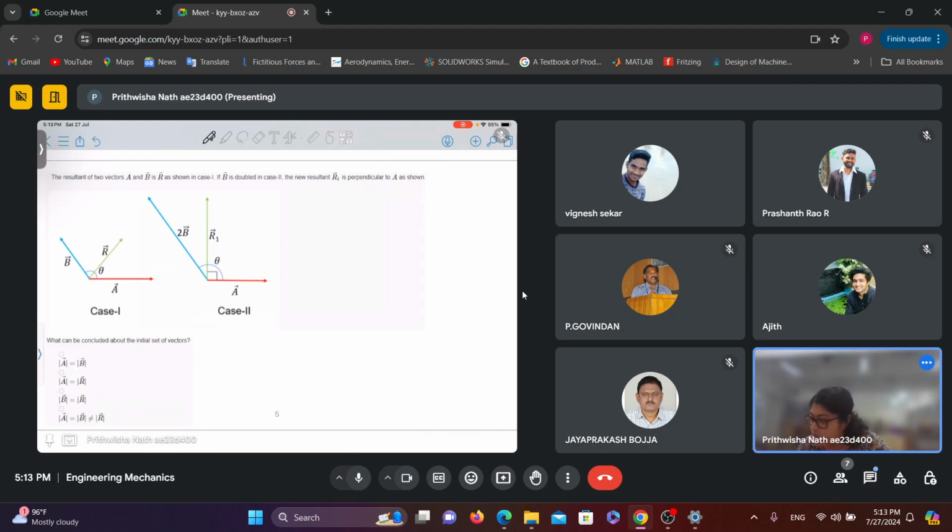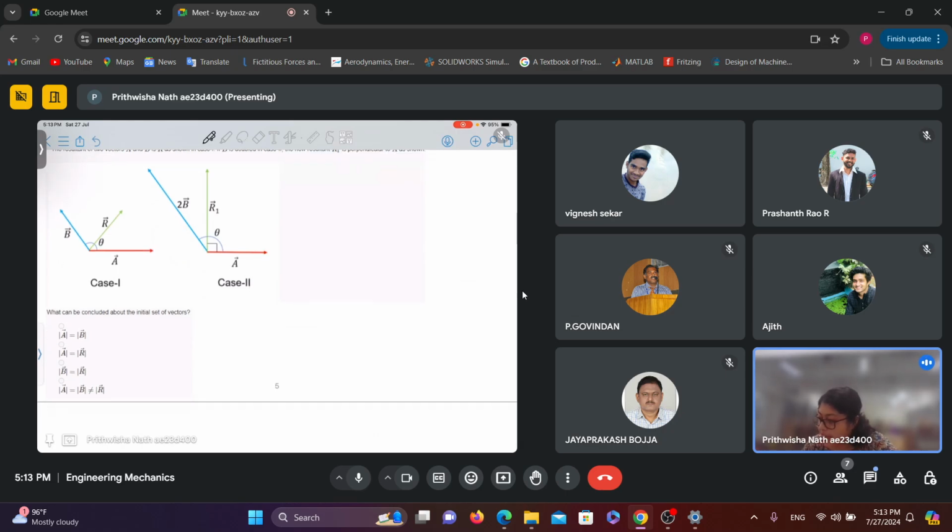In this question, it is said that the resultant of two vectors A and B is R, as shown in case 1. If B is doubled in case 2, the new resultant is R1, which is perpendicular to A. You can see that for case 2, the magnitude of vector B is doubled and the resultant R1 is perpendicular to the vector A. So, what can be concluded about the initial set of vectors?